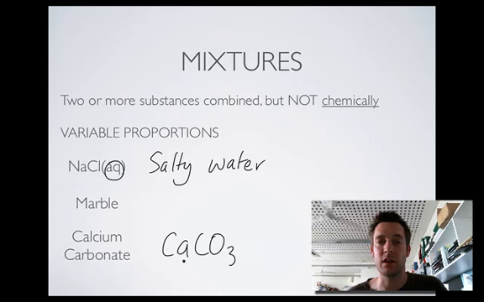Calcium carbonate, however, has a formula which is CaCO3, and no matter where I encounter calcium carbonate, it will always have one calcium to one carbon to three oxygens. So calcium carbonate is not a mixture, it's a compound. Whereas marble, which contains calcium carbonate and some other things, is a mixture.